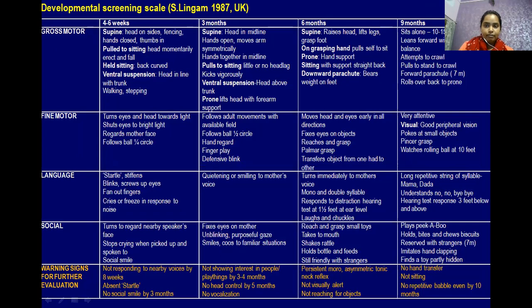Next is the developmental scale. It is a very important developmental scale for gross movement, fine motor movement, language, and social behavior. Gross movement is assessed at 4 to 6 weeks, and 3 months, 6 months, and 9 months. It is important, so keep it in mind. Keep the chart on your table and inspect your children according to it. Gross motor at 4 to 6 weeks: supine with head on side, hand closing, thumb in, pulled to sit with head lag, held erect and head falls. So it is important to keep in mind.